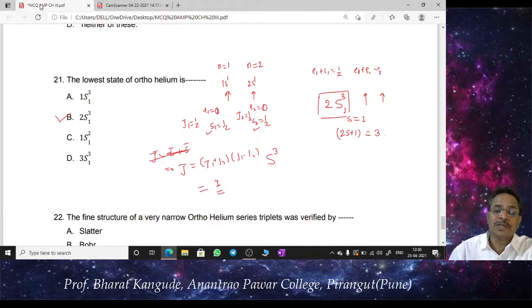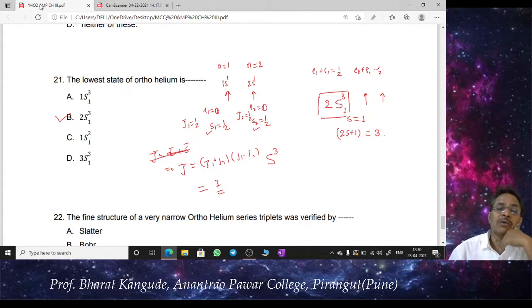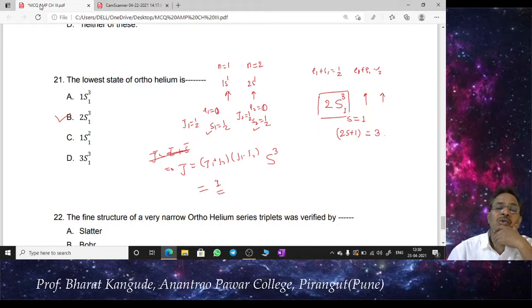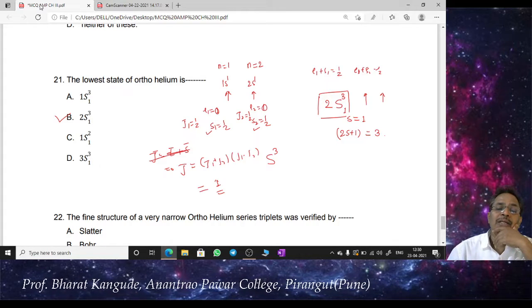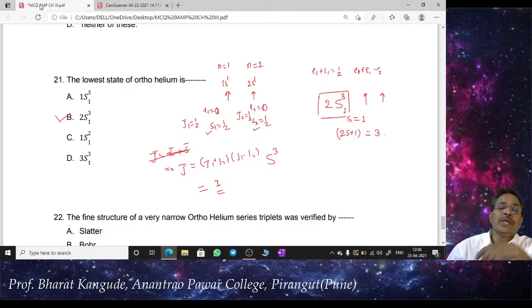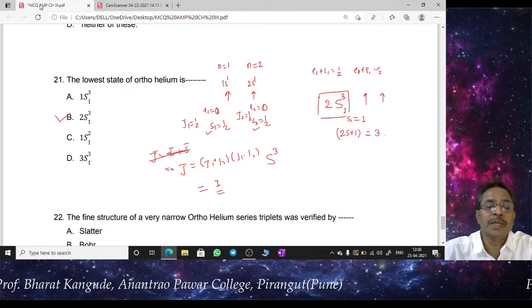So we can calculate this using this two valence electron system, writing their values of L1, L2, S1, S2, and applying the schemes. We can go for this type of calculation. Therefore, the lowest state of orthohelium is 2 triplet S1, as shown by this simple example.